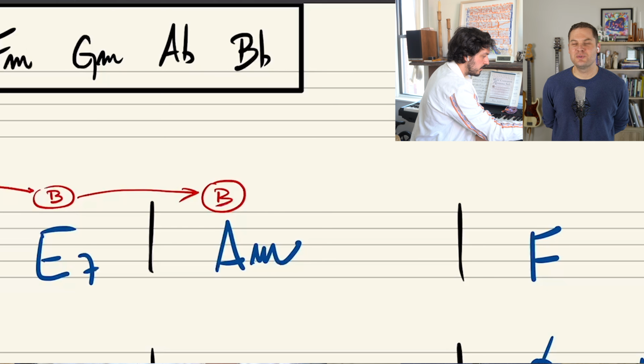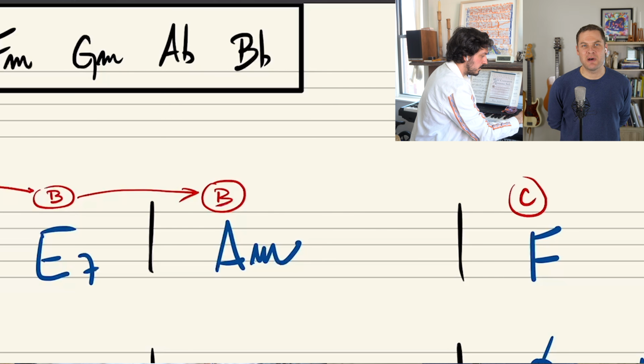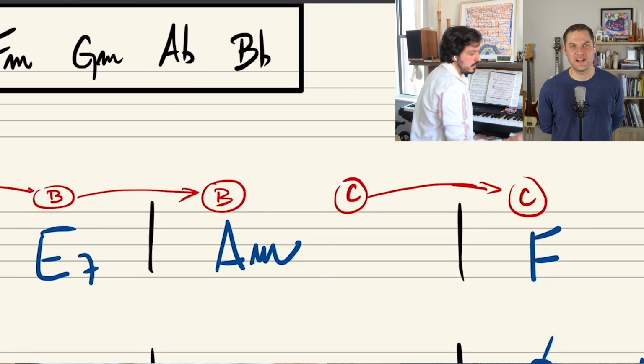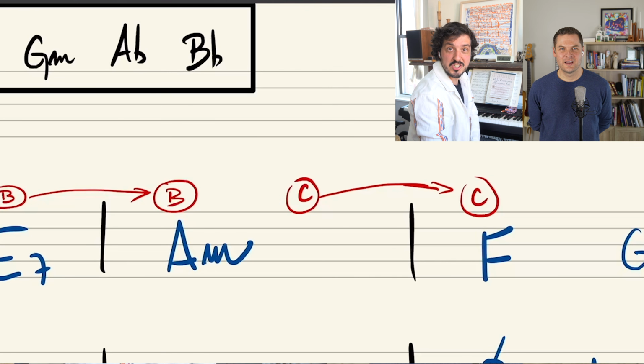Let's move from a B to a C in the second half of the A minor bar and hold it over the bar line. Oh, okay. So you mean, and keep it there. Got it. And now for G7.